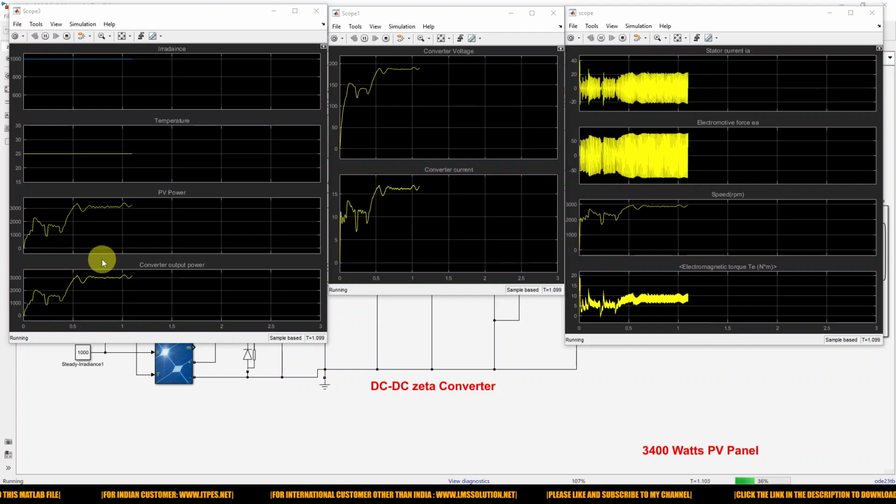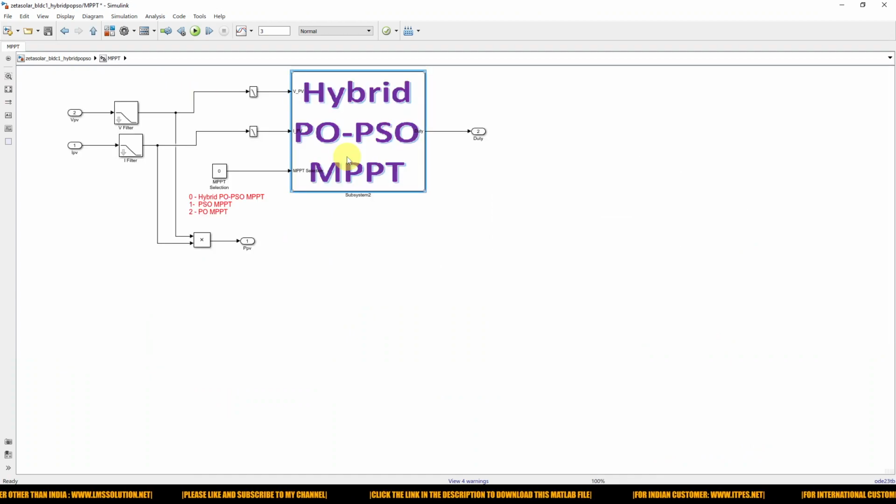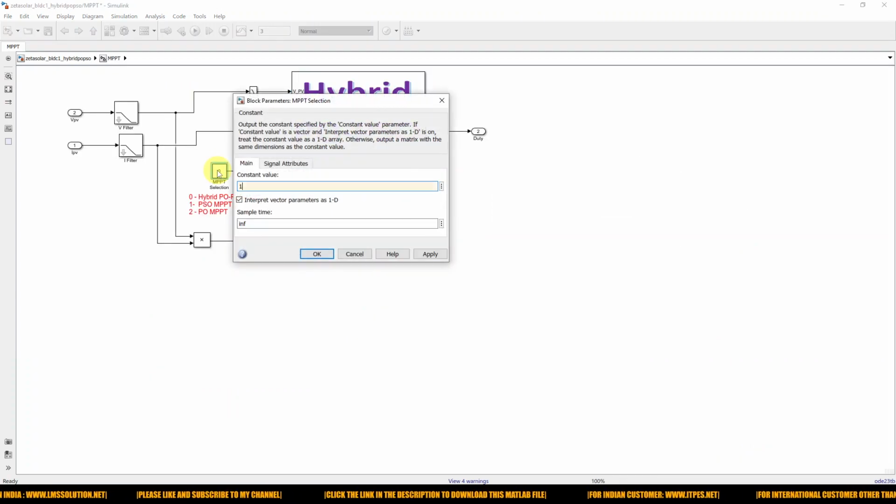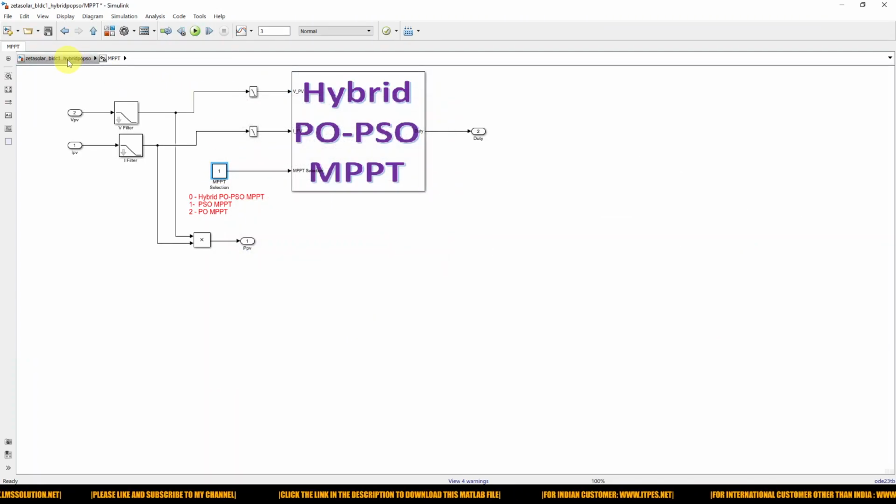Yeah, so now we can see that the point is reached at the maximum point level when we are using uniform radiation on both panels under hybrid PO PSO MPPT. So now I'm going to change the MPPT to PSO and then we will check the response.